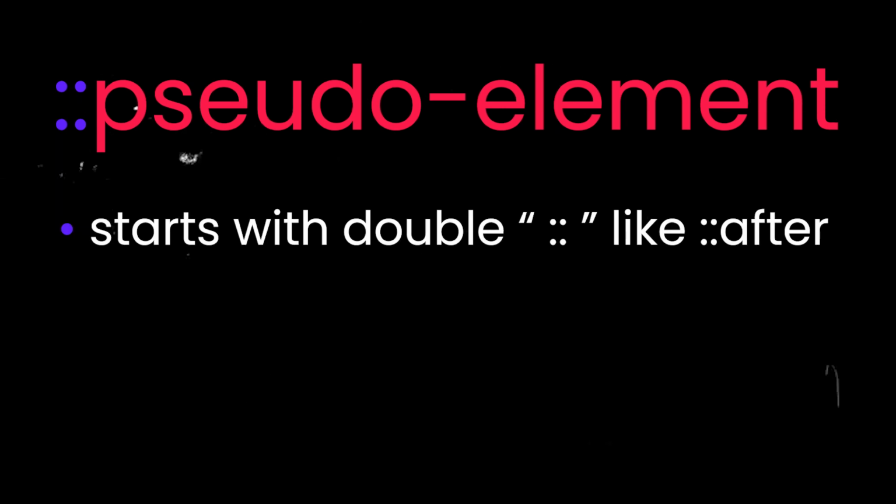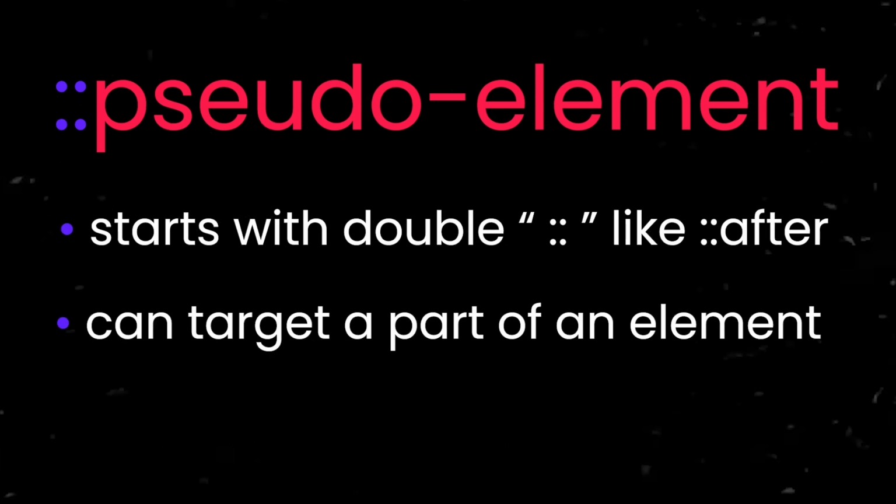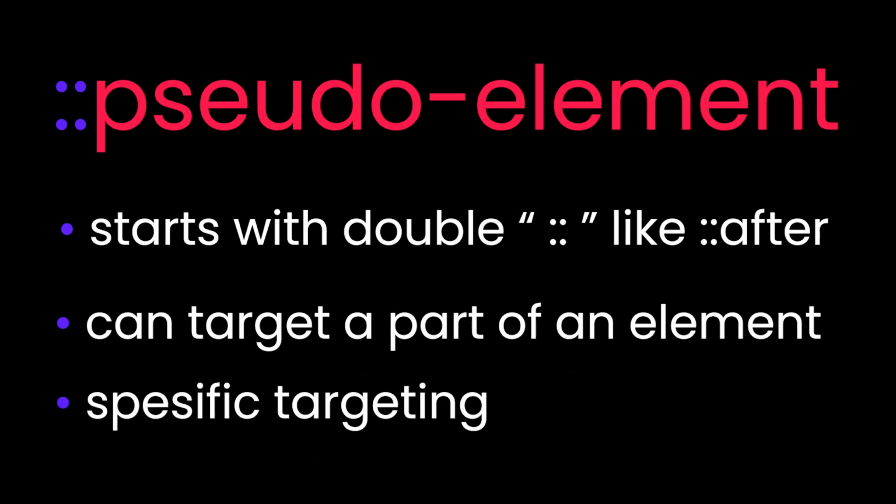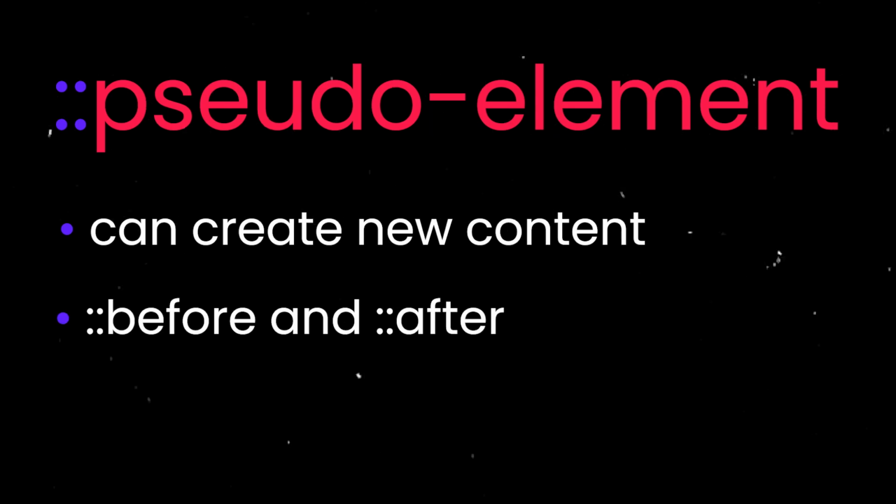Pseudo-elements, on the other hand, use a double colon, and they allow you to style parts of an element rather than the whole element itself. So, using a pseudo-element is basically being more specific about your target. You can also create virtual elements that don't exist in the HTML document using pseudo-elements such as before and after.